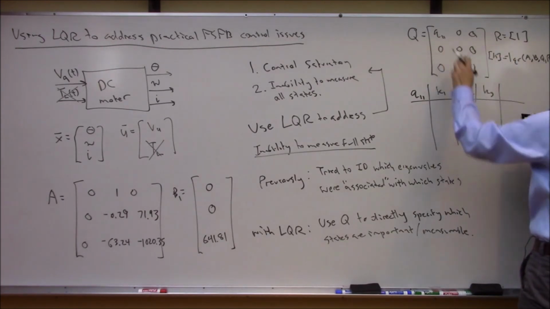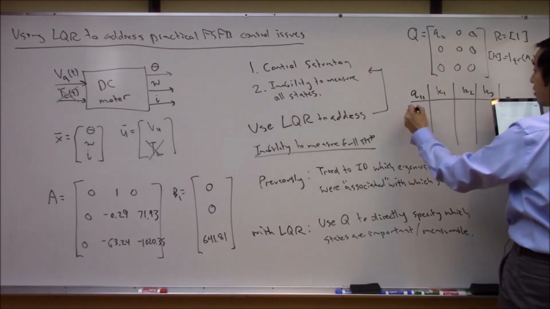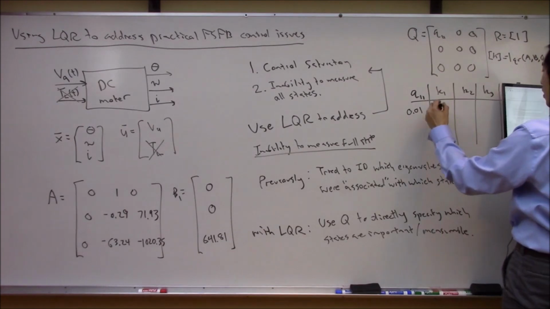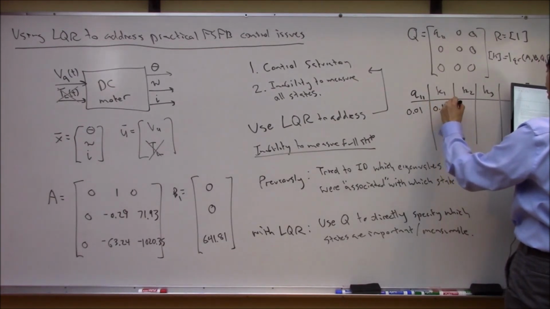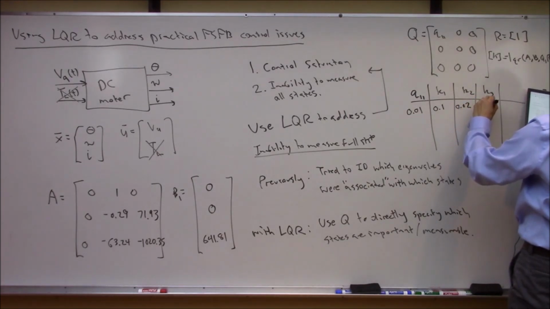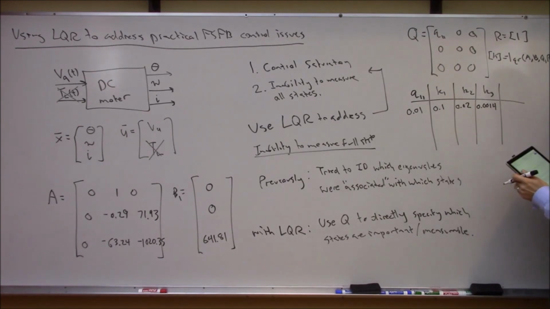But now with this Q, I'm only penalizing this first state. So again, you start here with a small q, 0.01 or something like that. You'd end up with K1 of 0.1, 0.02, 0.0014 here.